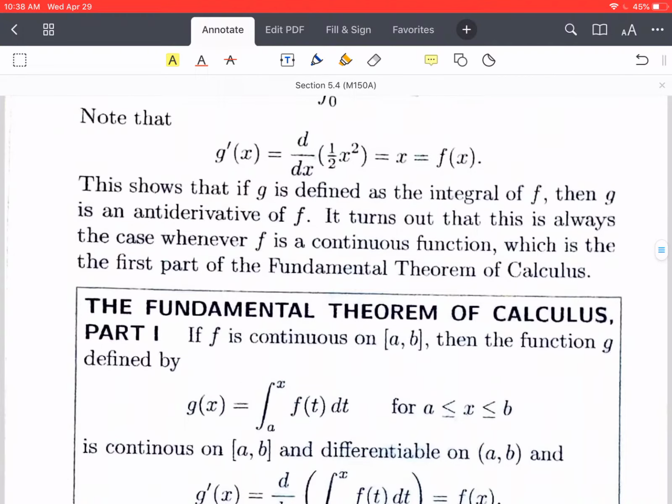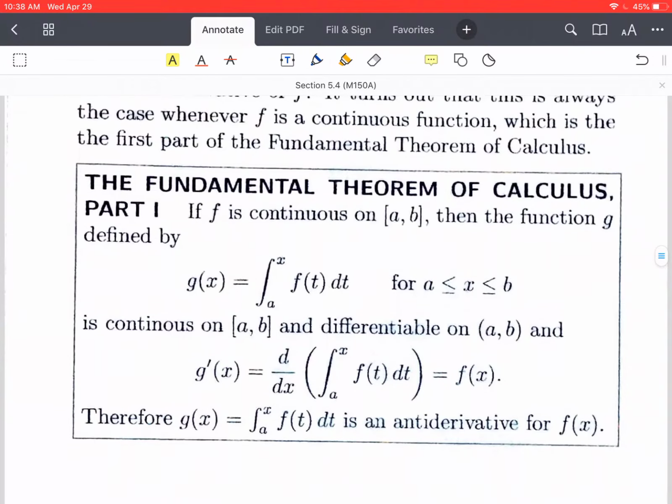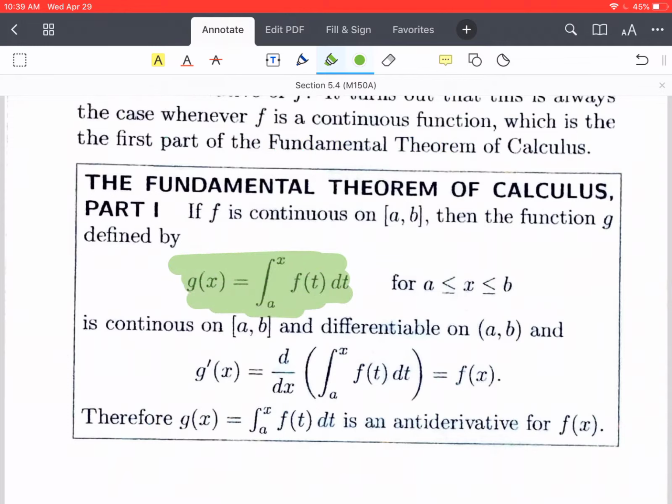So here we have the formal statement of the fundamental theorem, part one. And this is really just demonstrating that relationship between the derivative and the integral, the fact that they undo each other. So if f is continuous and the function g is defined as we have been, so this is our function g, if that's also continuous and differentiable, then g prime, which is the derivative of that integral, equals f. Okay, so this is just demonstrating that if we take the derivative of an integral, we get back to the original function. Therefore we can say that g of x is an antiderivative for f of x. All right.